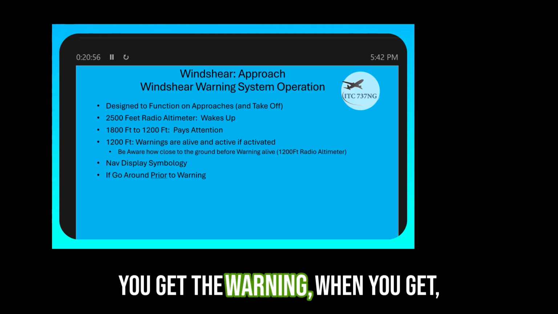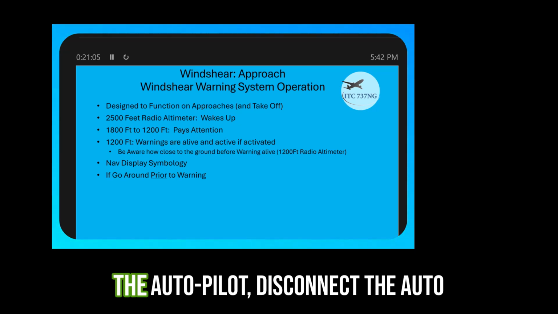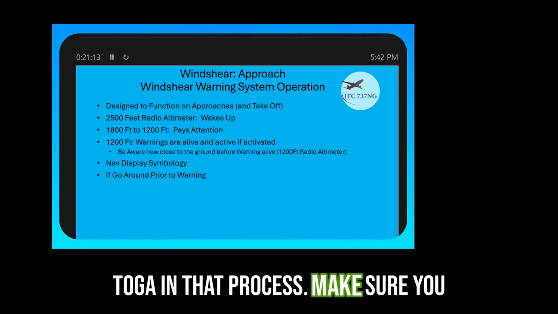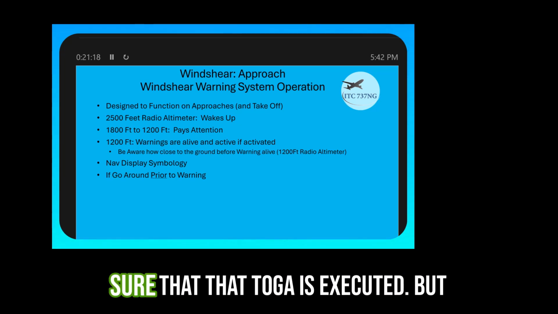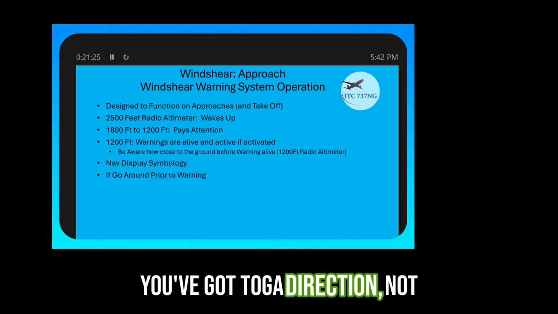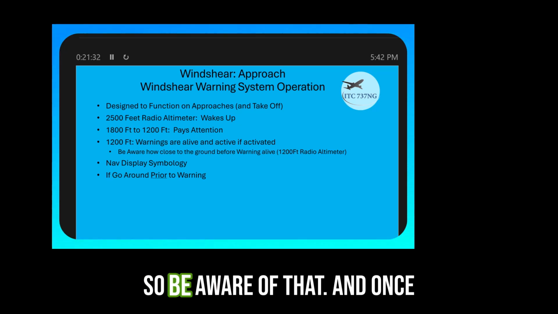So when you decide to go around prior to the warning, disconnect the autopilot, disconnect the auto throttle, apply full power, and hit toga in that process. Make sure you hit toga. Pilot monitoring, make sure that toga is executed. But keep in mind, prior to the warning, you've got toga direction, not escape guidance. So be aware of that.